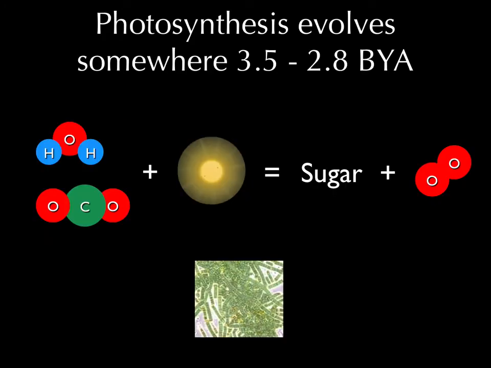Then photosynthesis evolves. Why is this important? It changes the atmosphere, good, which we're going to get to in the next slide. What else? It creates oxygen. Why is that useful? Yep, I think it makes metabolism a lot more efficient.